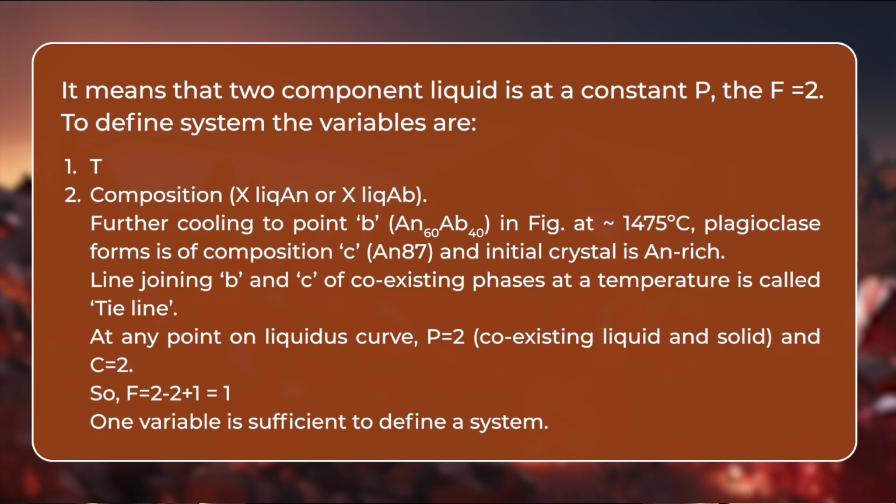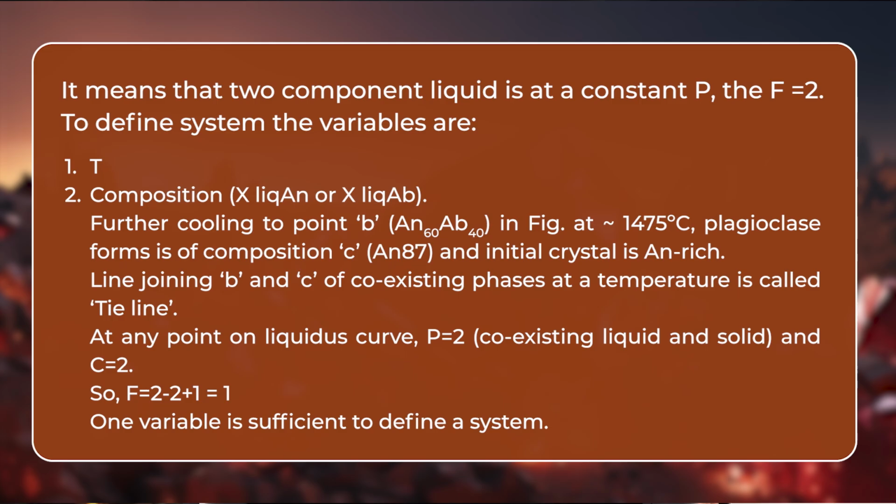Further cooling to point B, AN60, AN40, in the figure at 1475 degrees centigrade, plagioclase forms of composition C, that is AN content 87, and the initial crystal is AN rich. The line joining B and C of coexisting phases at a temperature is called a tie line.